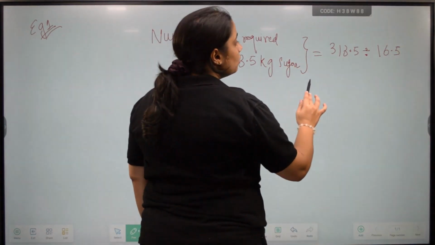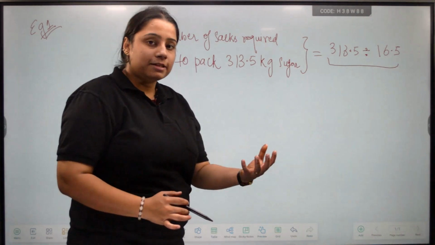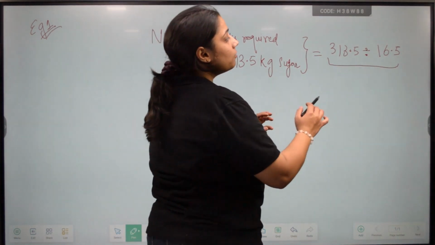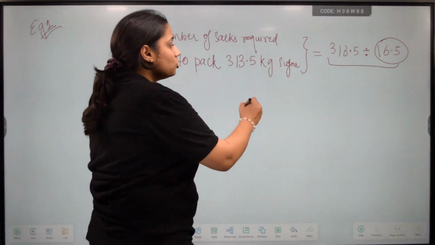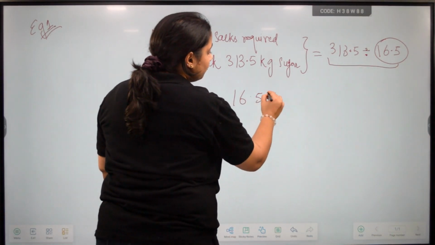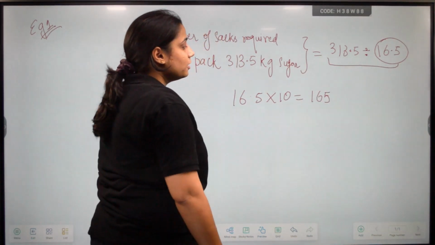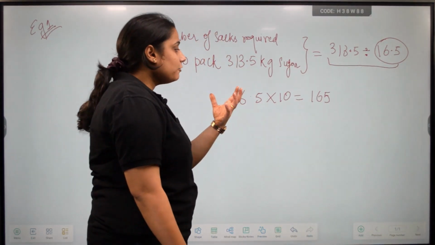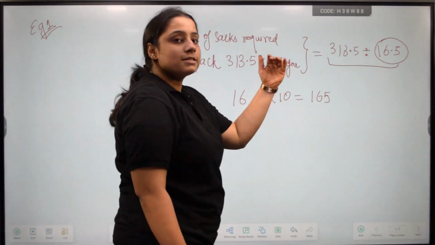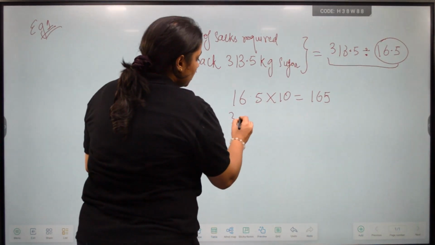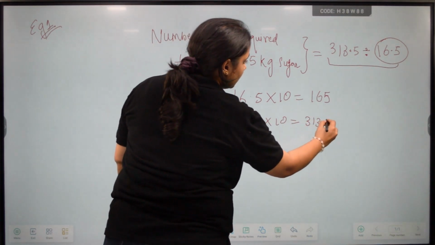16.5. Now this is a division between a decimal number and a decimal number. For this we need to convert the decimal number or the divisor part into a whole number. So 16.5 after multiplying by 10 becomes 165. If we multiply the divisor by 10, we need to multiply the dividend by the same number as well. So 313.5 into 10 will become 3135.